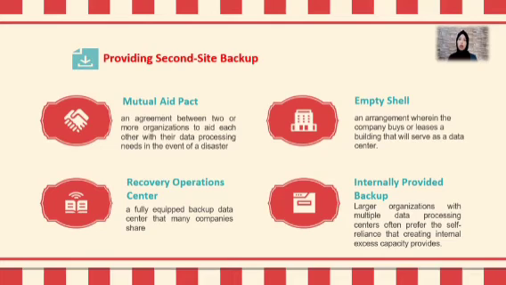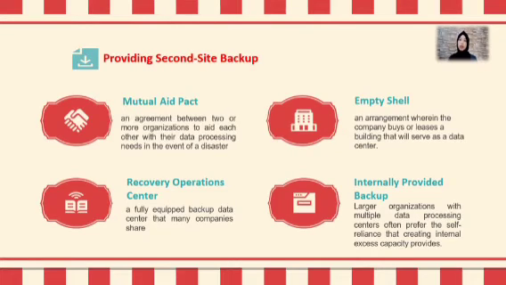Now let's move on to the third common feature of a DRP, which is to provide second site backup. So, a necessary ingredient in a DRP is that it provides for duplicate data processing facilities following a disaster. Among the options available, the most common are mutual aid pact, empty shell or cold site, recovery operations center or hot site, and internally provided backup.